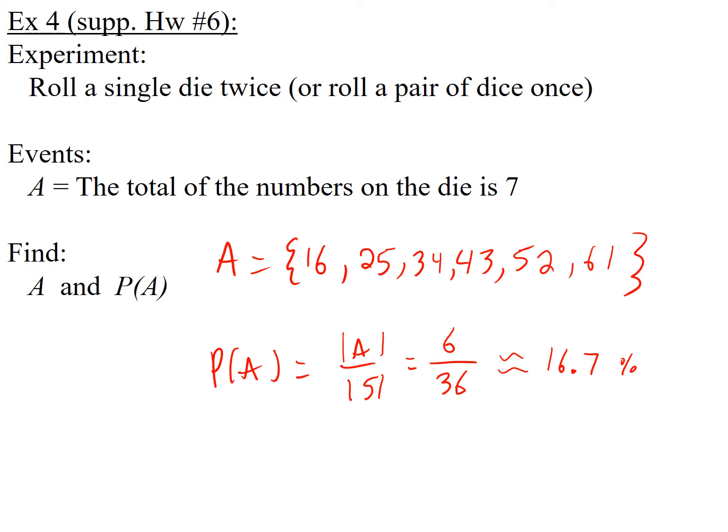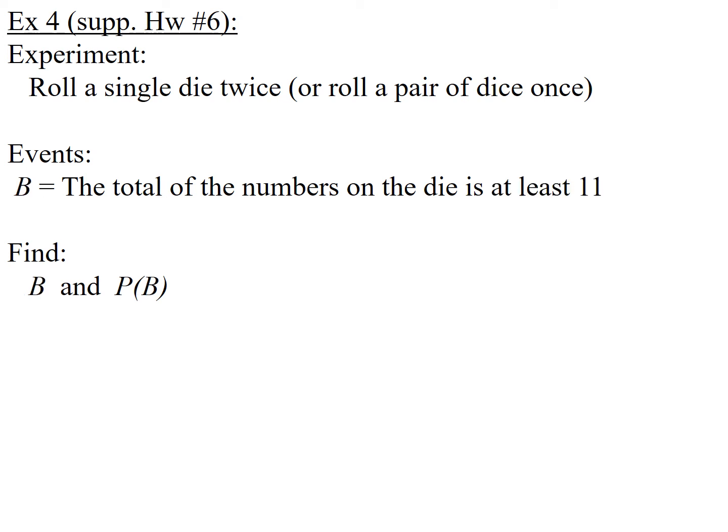Okay, let's go ahead and try another one. Again, same thing, rolling a pair of dice, or rolling one die twice. And B is the event that the total of the numbers is at least 11. So we have to write down all the outcomes where the total is at least 11. If you're finding B, you make a list of all the ones where the total is at least 11.